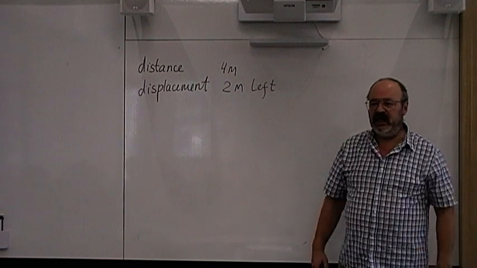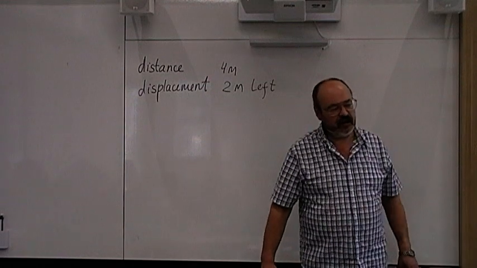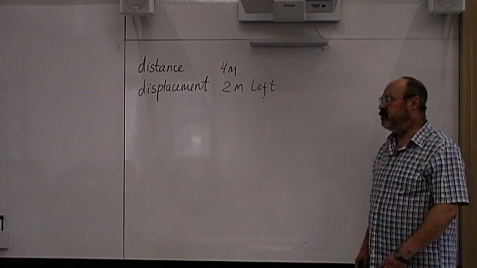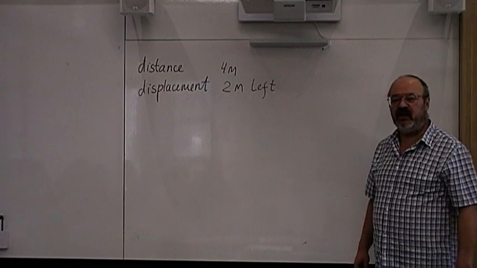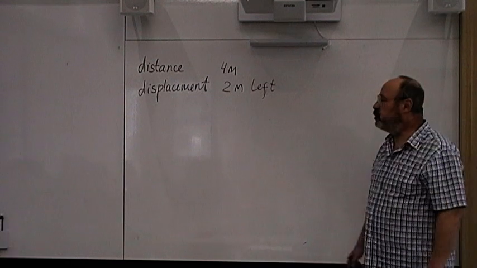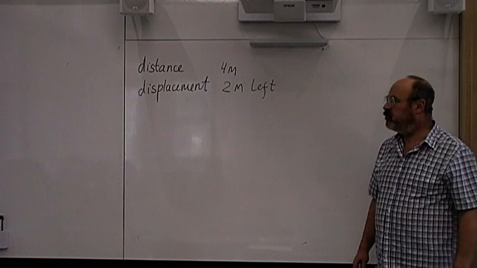In this year, in Unit 1-2, we're learning only motion in a straight line. In Unit 3-4, we will be looking into motion where the path will not be a straight line, will be curved, but that will be in 3-4. This year, we're looking only at paths that are straight lines.